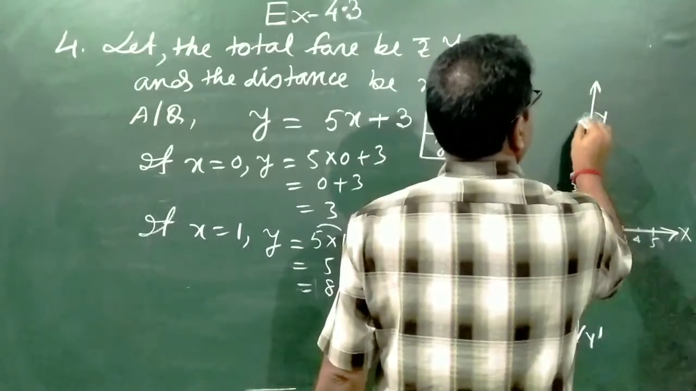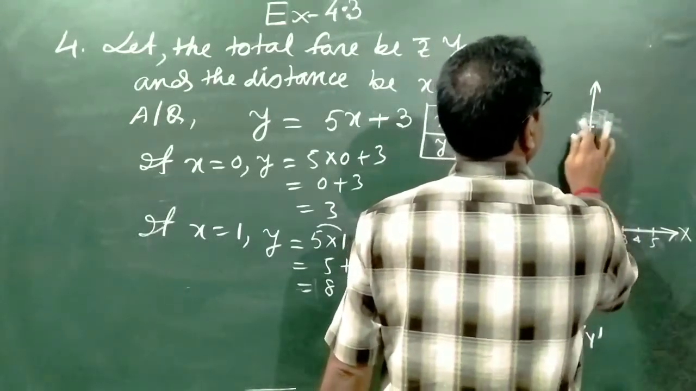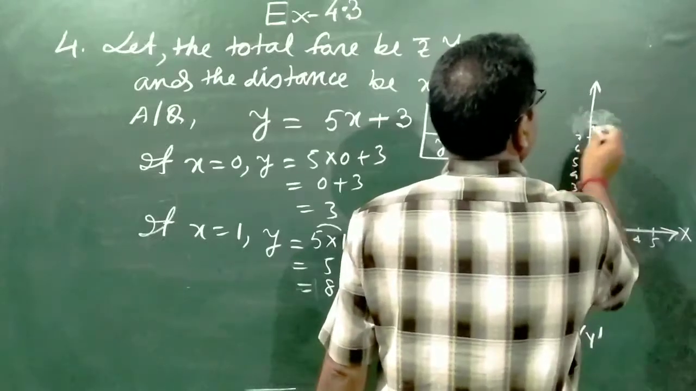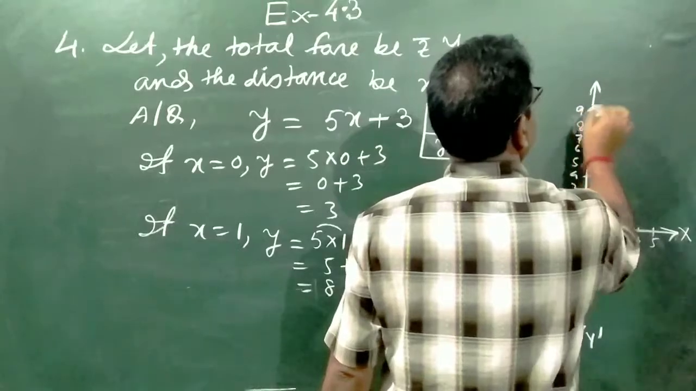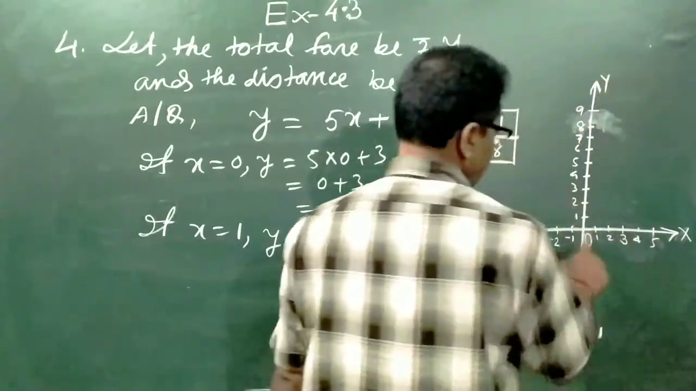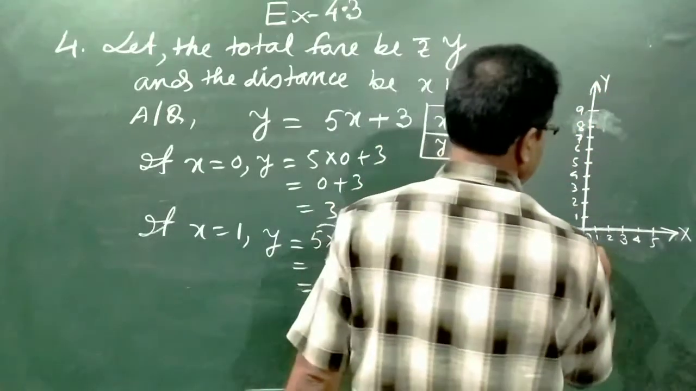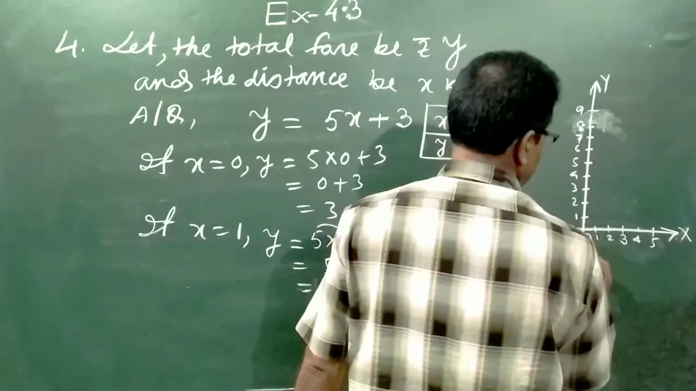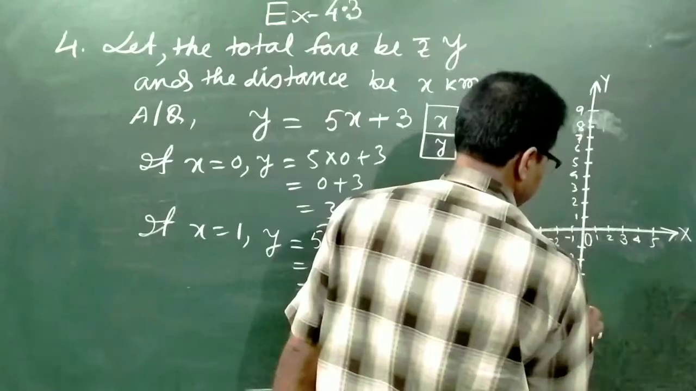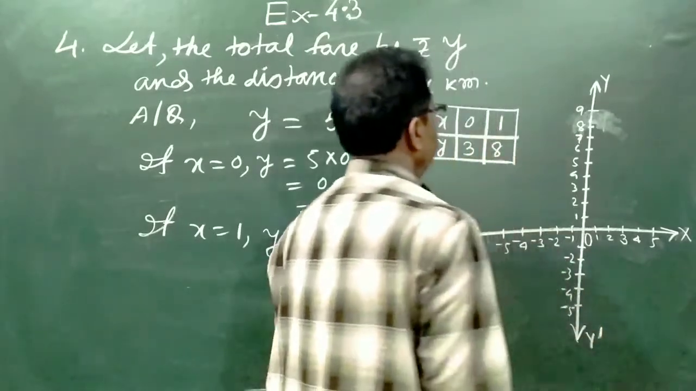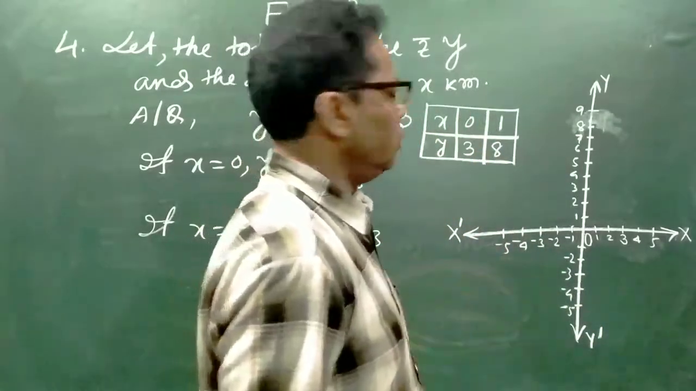So this is 8, this value is 8, 9, in this way going on. The downside of the y-axis is negative: minus 1, minus 2, minus 3, minus 4, minus 5, in this way it is going on. Our values are positive, so the negative side is not required.